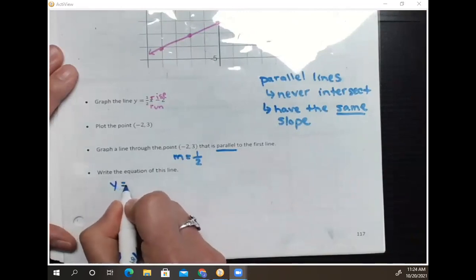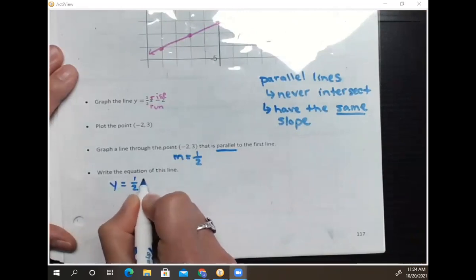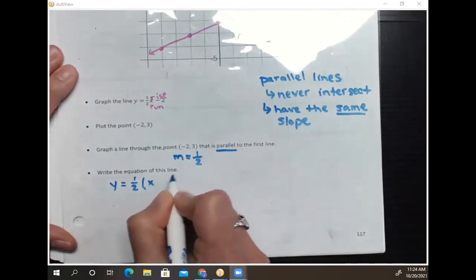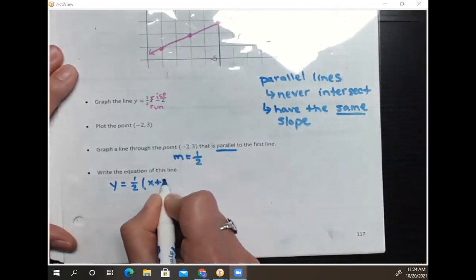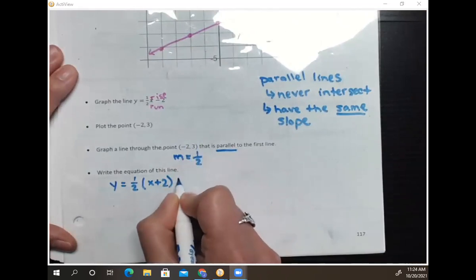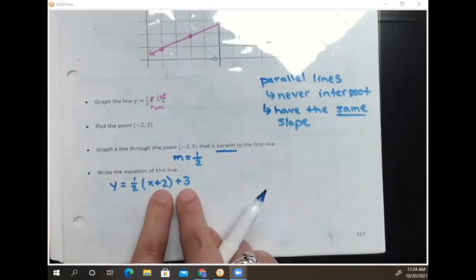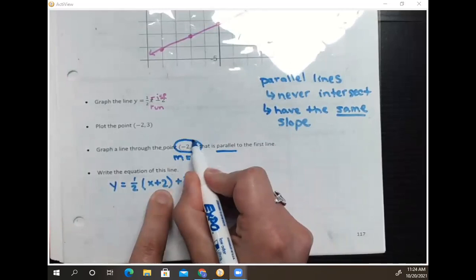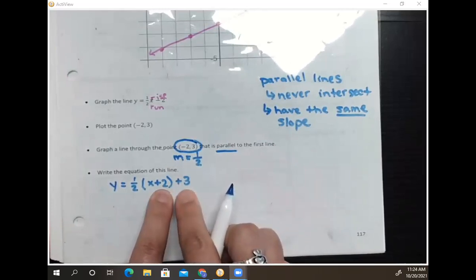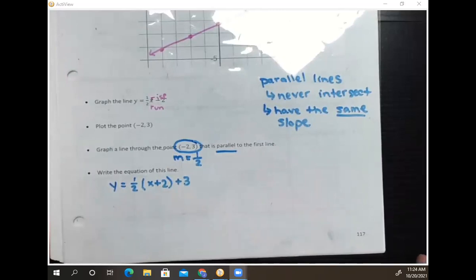So my equation would be y equals 1/2, since that's my slope, x plus 2, and then plus 3. That's an equation for my parallel line. You put the point from your graph into the equation. Right there and right there are my pieces from my point. Questions for me so far?